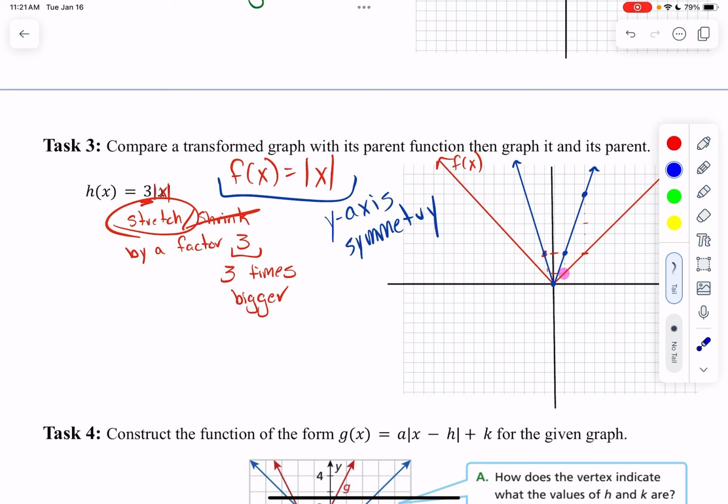So compare the transformed graph. It's 3 times bigger. Notice the stretch or shrink does not affect the vertex at all. The vertex is still there. The vertex is still at the point 0, 0. It doesn't affect that at all.